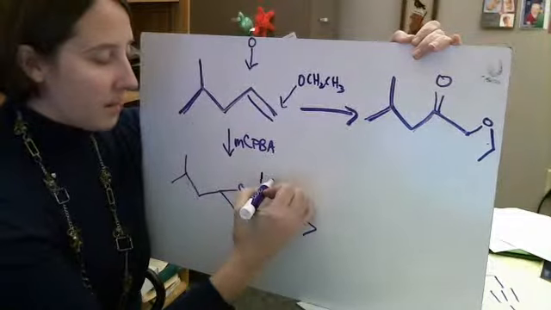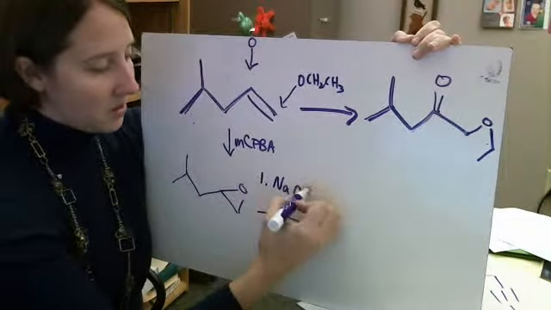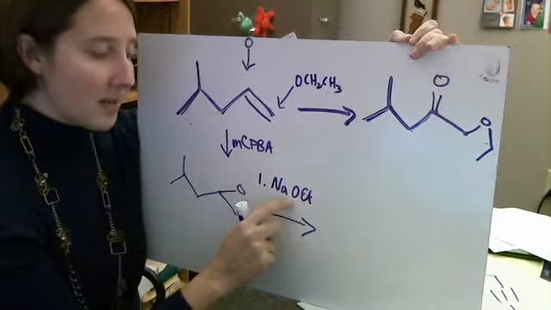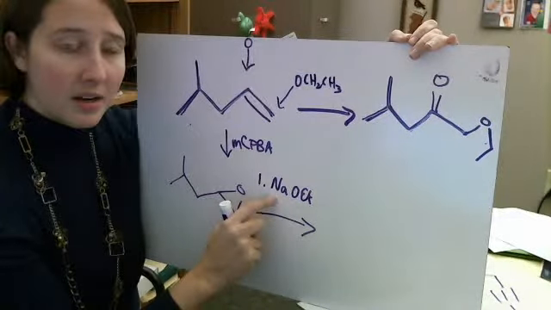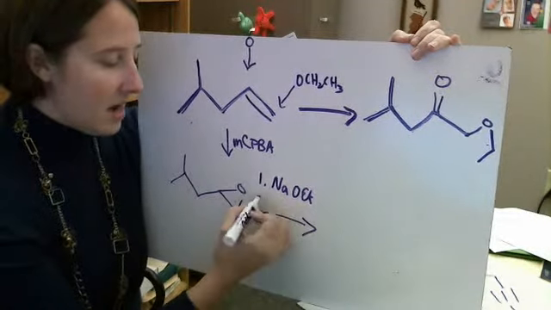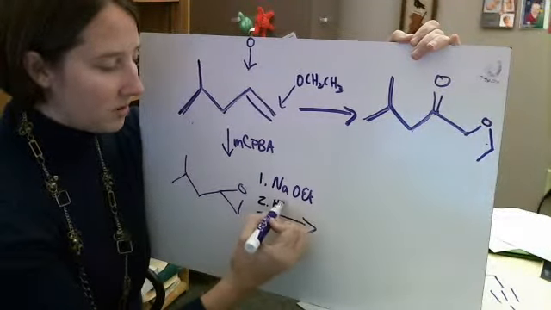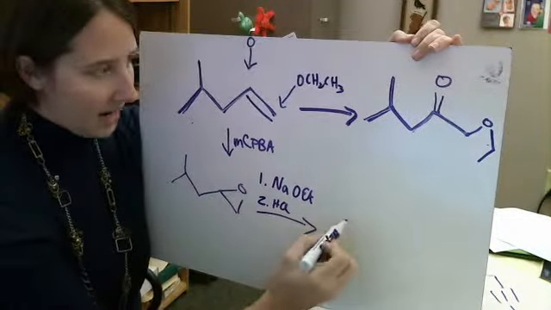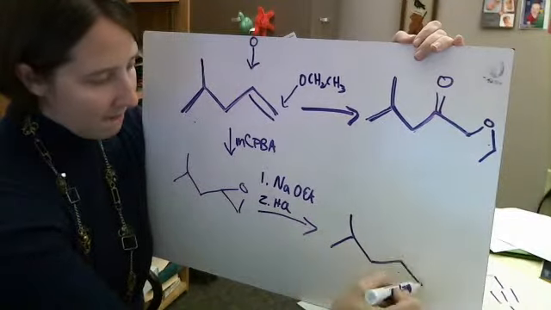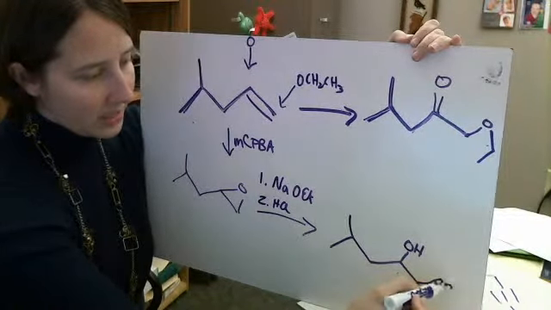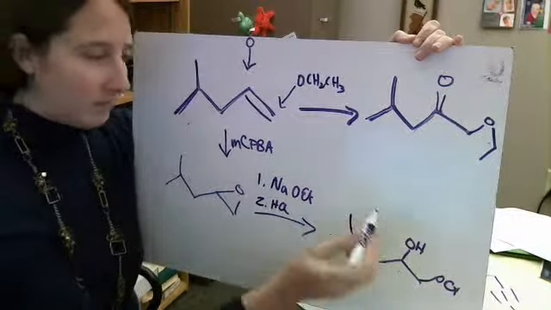So to do that, I would use sodium OEt. I need it to be strongly basic conditions, so it can't be alcohol here. It has to be the alkoxide. And then follow that up with dilute HCl to neutralize that reaction. That would then give me an OH here and an OEt at that location.